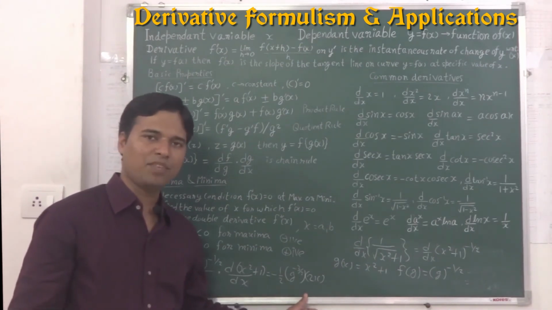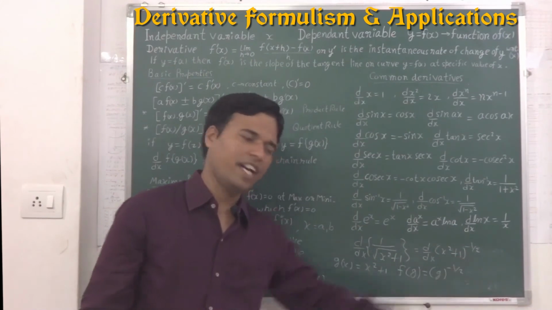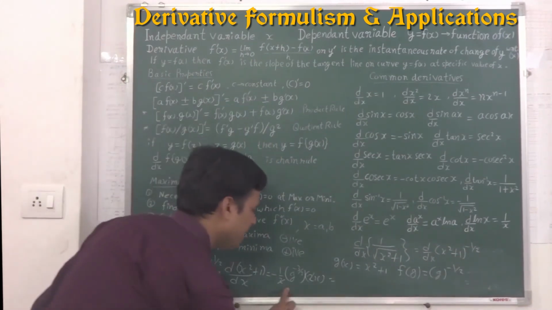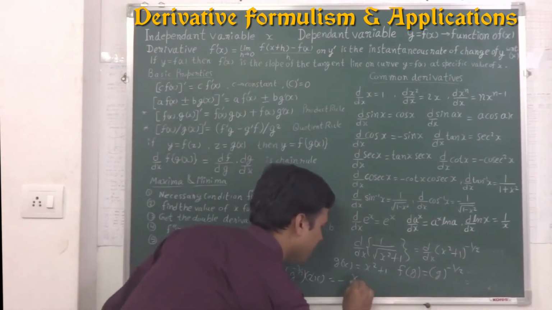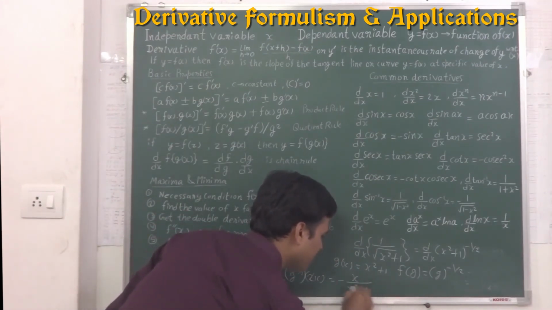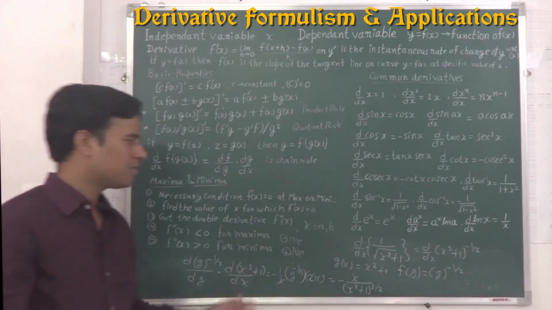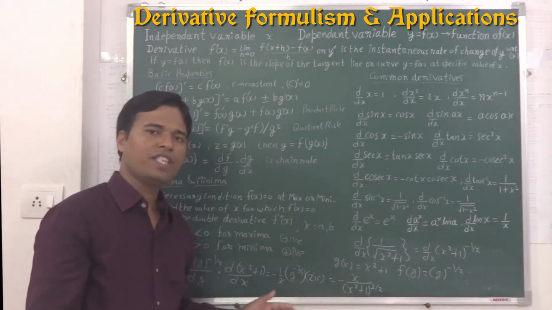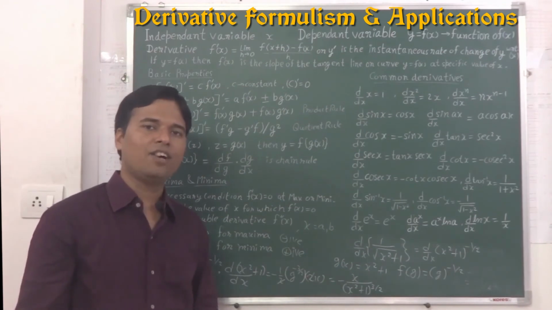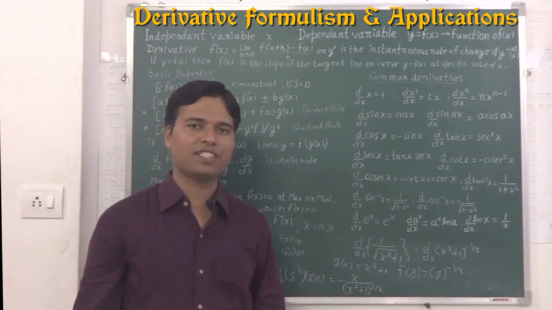Now we can replace this g with the original function x square plus 1, and we will get here minus x upon x square plus 1 power 3 by 2. So this is the method which we can use to find out derivatives of complex mathematical functions.